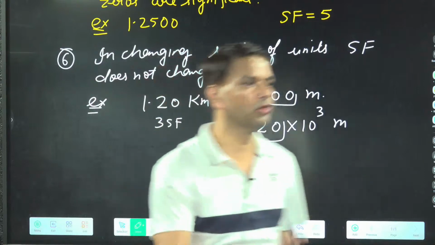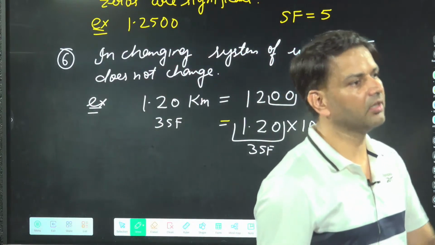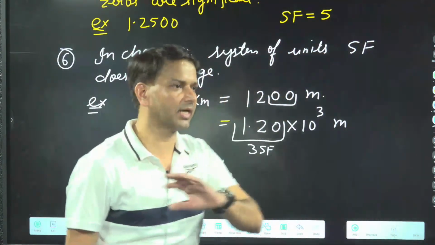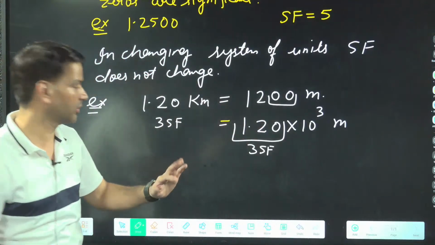Okay, so these are the rules to determine the significant figures. We will do the addition and subtraction and all the rules after rounding off. Okay.